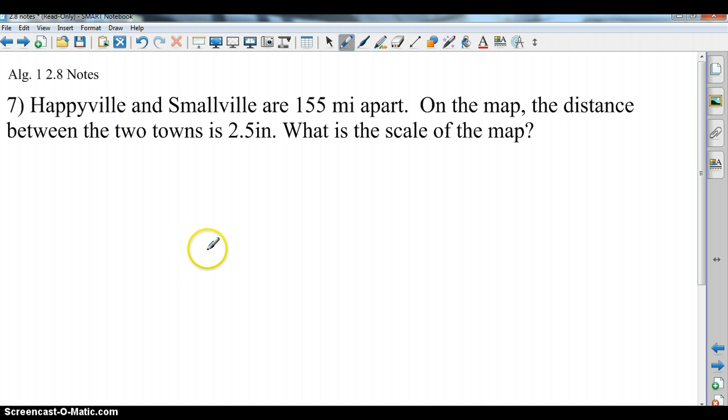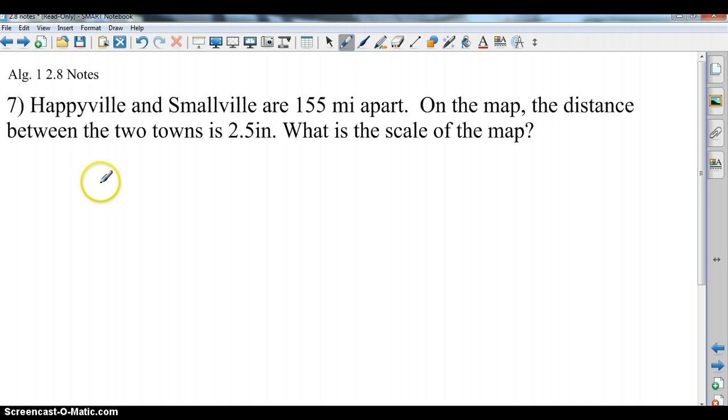Happyville and Smallville are 155 miles apart. On the map, the distance between the two towns is 2.5 inches. What is the scale of the map? So, when we measured on the map, we measured 2.5 inches. And in real life, Happyville and Smallville are 155 miles apart. So, how could we figure out what the scale is of the map?